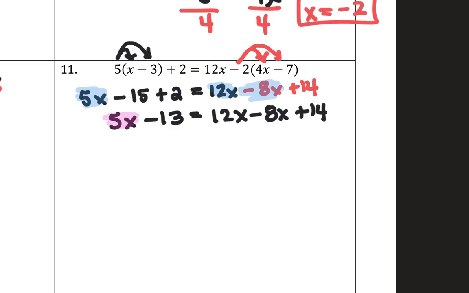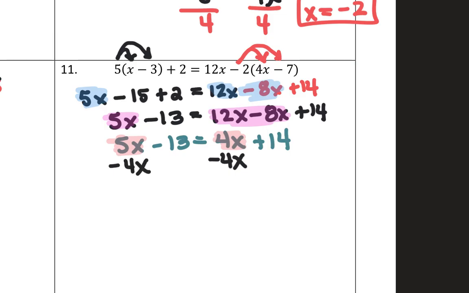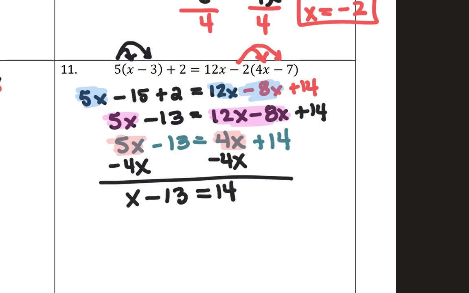All right, re-highlighting my x's. You notice that there's 2 on the right side. We need to put these together. What's 12x minus 8x? 12x minus 8x is 4x. Okay, I'm going to highlight the variables. I'm going to move over the 4x. So the opposite of a positive 4x is a negative 4x. So x minus 13 equals 14.